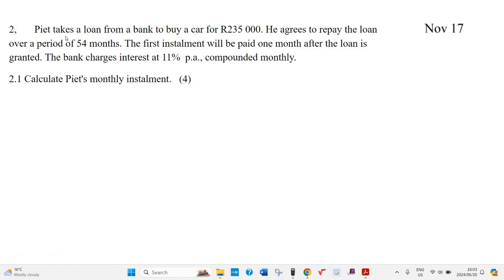In this problem, Pete takes a loan from his bank to buy a car for $235,000. He agrees to repay the loan over 54 months. The first installment is paid 1 month after. The bank charges 11%. We've got a car loan, we've got the number of payments, and we want the monthly installment.